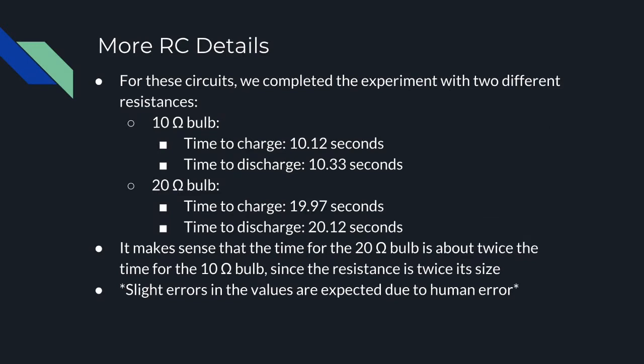For these circuits, we completed the experiment with two different resistances. The 10 ohm resistance bulb took about 10 seconds to charge and discharge, and the 20 ohm one took approximately 20 seconds. It makes sense that the time for the 20 ohm bulb is about twice the time for the 10 ohm bulb since the resistance is twice its size.